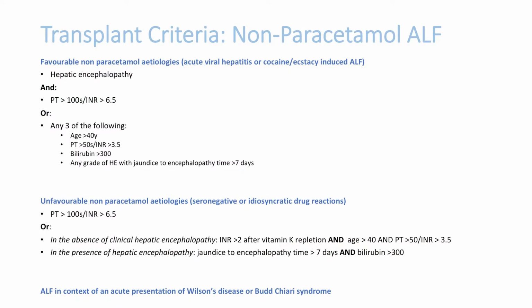And then the non-paracetamol are split into favourable and unfavourable etiologies. In the unfavourable etiologies, we're actually allowing people to be listed who are not encephalopathic, who have got 2 out of the 5 poor prognostic criteria.